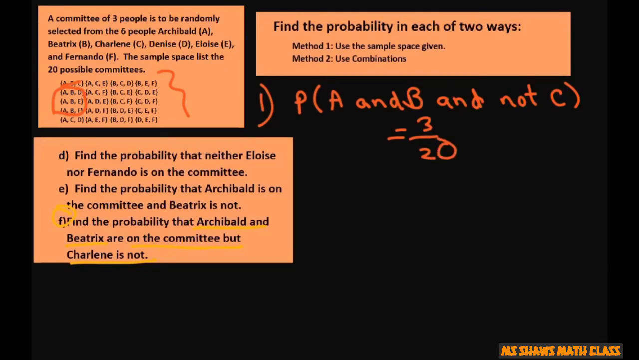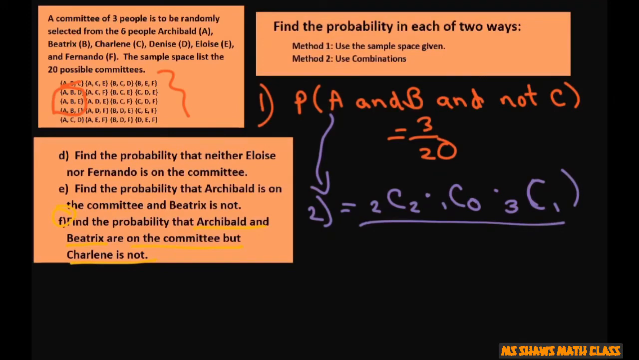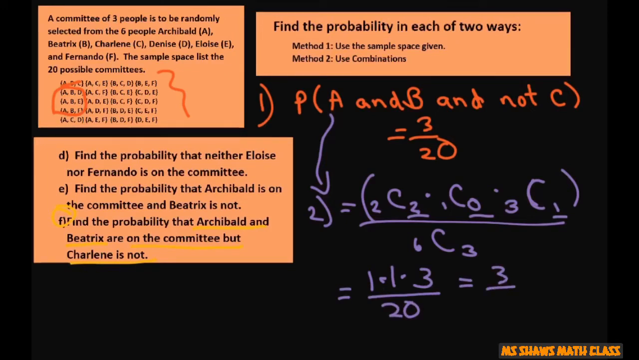And the combination way, and again, I'm just going to bring this down. It's going to be 2 choose 2 for A and then 1 choose 0, and then 3 choose 1. Now remember, all of these have to add up to 6 choose 3. So 2 plus 0 plus 1 equals the 3. And that's going to give you 1 times 3 divided by 20, which equals 3 divided by 20.